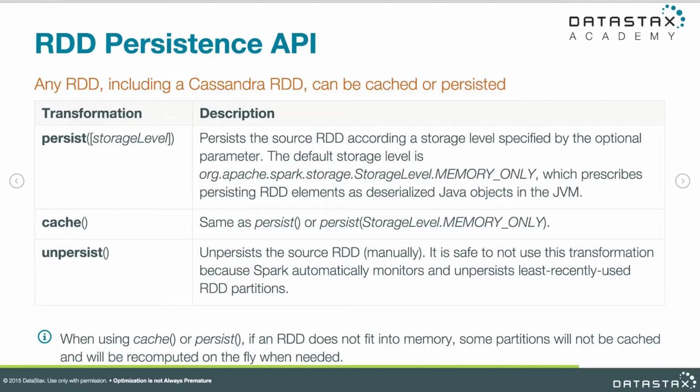As in so many cases in Spark, the API really is simple. RDDs have a method called persist, which by default will persist the RDD contents to memory. There's also, purely as syntactic sugar, a method called cache, which is the same as calling persist and specifying that you want the contents persisted to memory. If you'd really like to get rid of persisted RDD contents, you can call the unpersist method.